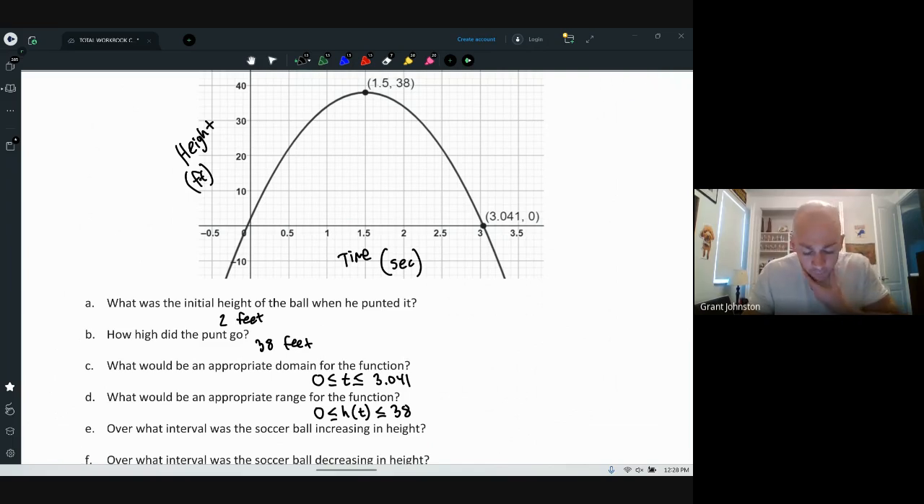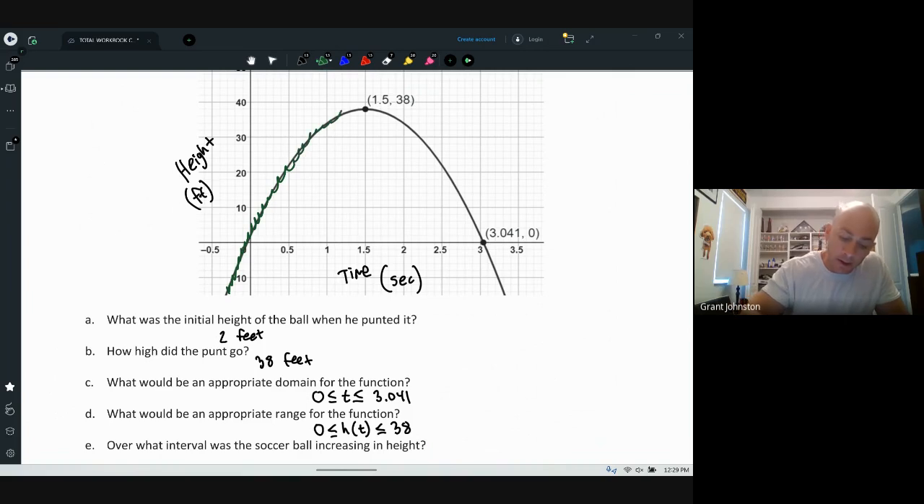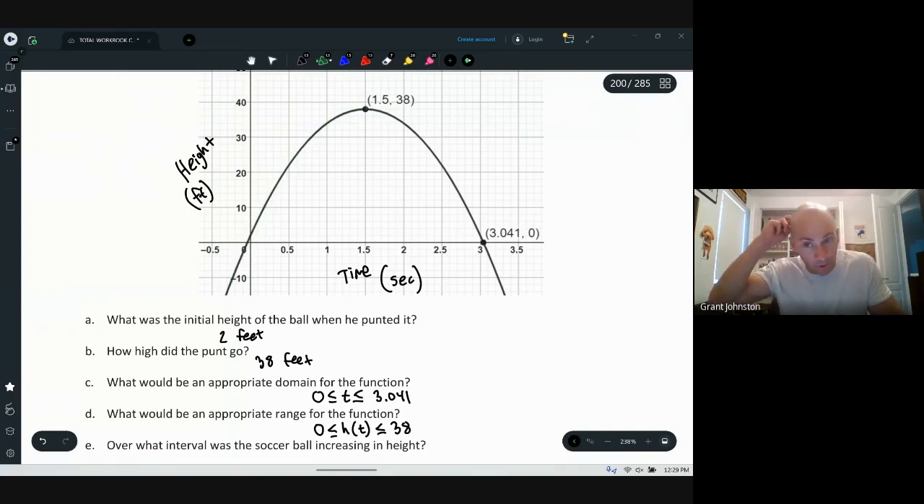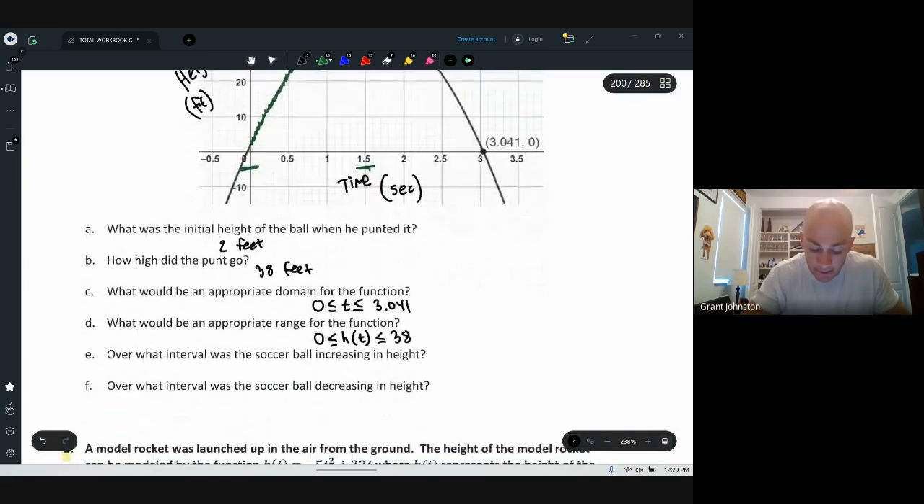E says, over what interval was the soccer ball increasing in height? So it's increasing this whole time, right? But it doesn't make any sense for this part, because that's not really a part of the trajectory of the ball. This is just the function that models it, the graph that models it. So when is it increasing? It's increasing from 0. Remember, we're looking at the x from when he initially kicks it at 0 seconds to 1.5 seconds is when it's increasing.